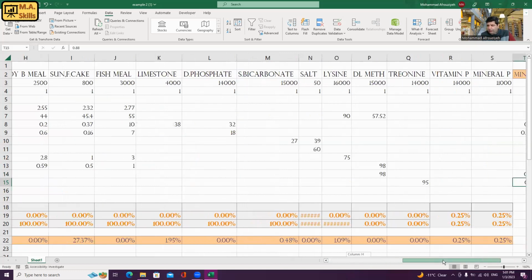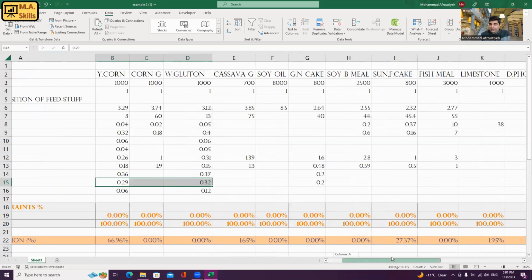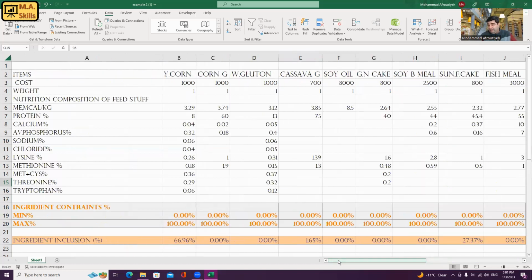Or for the next amino acid, threonine, right? What is the requirement? 0.88. But here you've got just two values, 0.29 and 0.32, which both of them are under the required level. Again, you might add threonine, but how much threonine? It's not possible to meet the threonine requirements in the diet by using synthetic threonine. You can't do that. There is a limitation for using synthetic amino acids. You cannot use more than 5 kilograms per ton for each synthetic amino acid.